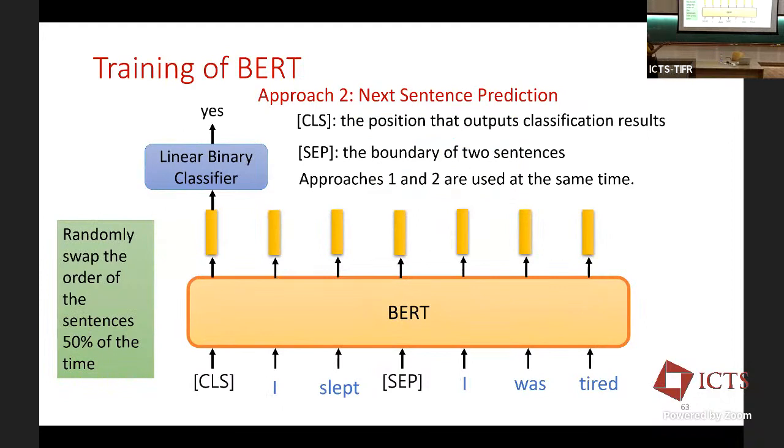For the next sentence prediction task, we use two tokens, CLS and SEP. CLS is the first position, SEP is the separator between the two sentences. If the second sentence follows the first, at the first position you have a linear binary classifier that says yes. So you take a pair of sentences and randomly swap the order. 50% are positive, should be yes, and 50% should be no. Is it okay?